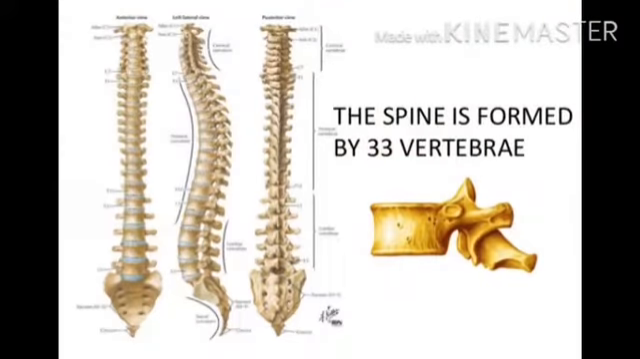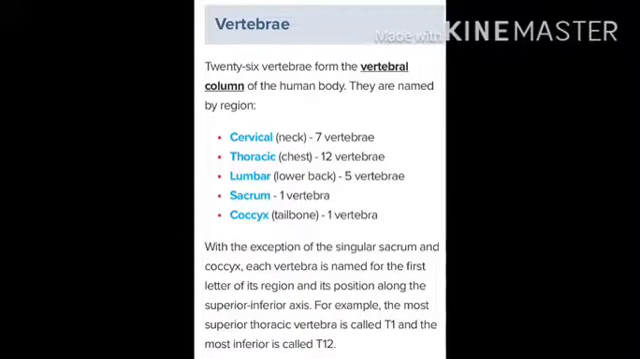Now the backbone. The spine is formed by 33 vertebrae. The backbone extends from the base of the skull to the hip. It consists of 33 small ring-like vertebrae joined end to end. The first 24 vertebrae are joined by elastic-like cartilages. The main nerve cord passes through the hollow bony tube formed by the vertebrae.